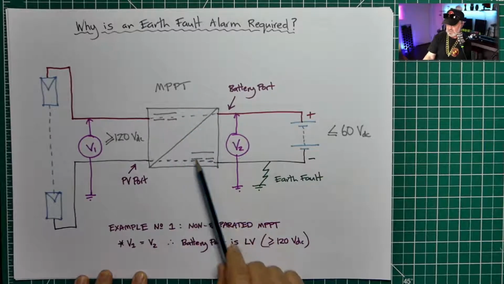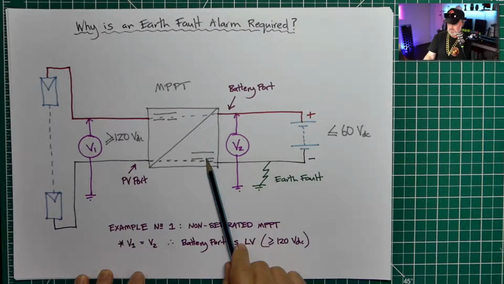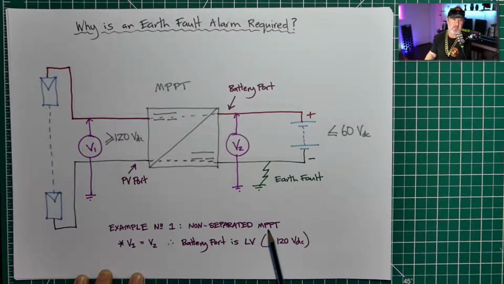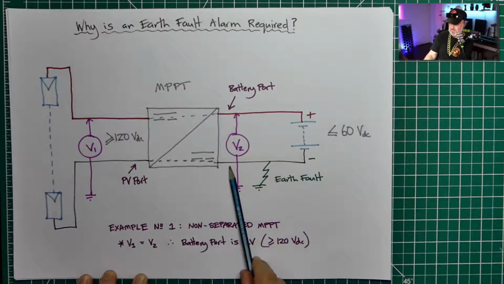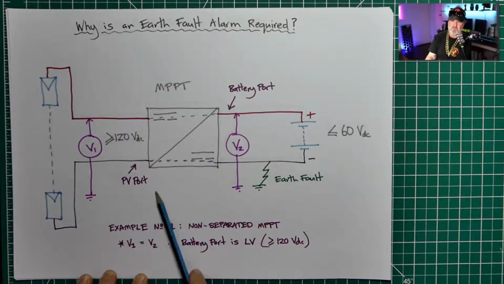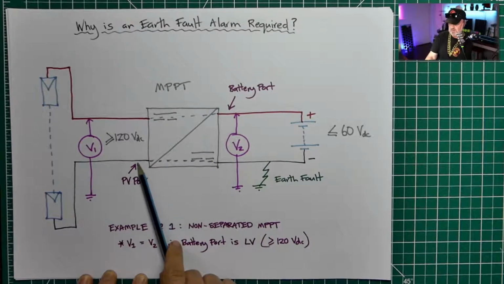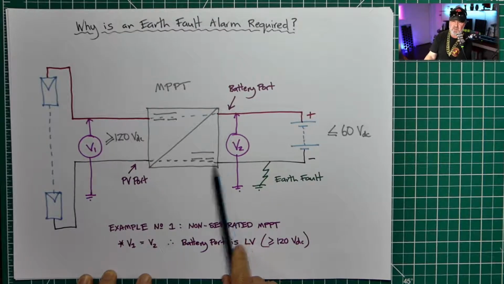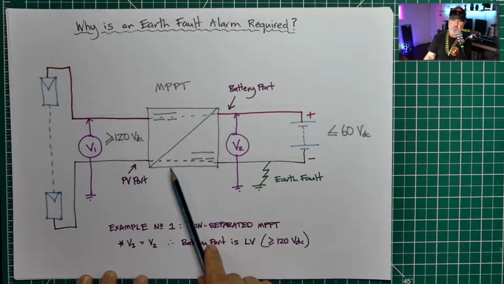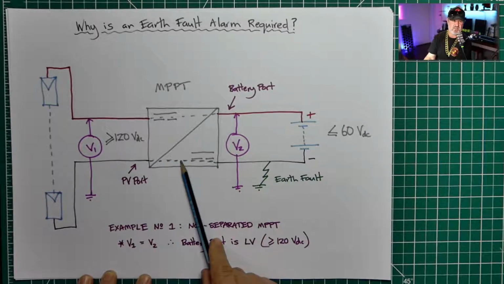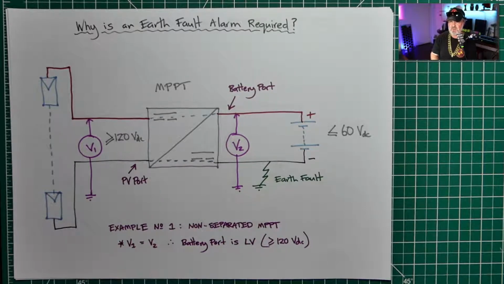Now, the symbol for it here is DC-DC conversion. And this is a non-separated MPPT. Now, that's really important in terms of earth fault alarm requirements. A non-separated MPPT is one that has no galvanic separation. Now, it may be that one or other of the poles are connected directly through, so you might have the negative conductor passed through uninterrupted, or you might have the positive conductor passed through uninterrupted. And when it's operating, it's switching electronics that's doing the conversion. It's not actually a galvanic isolation.